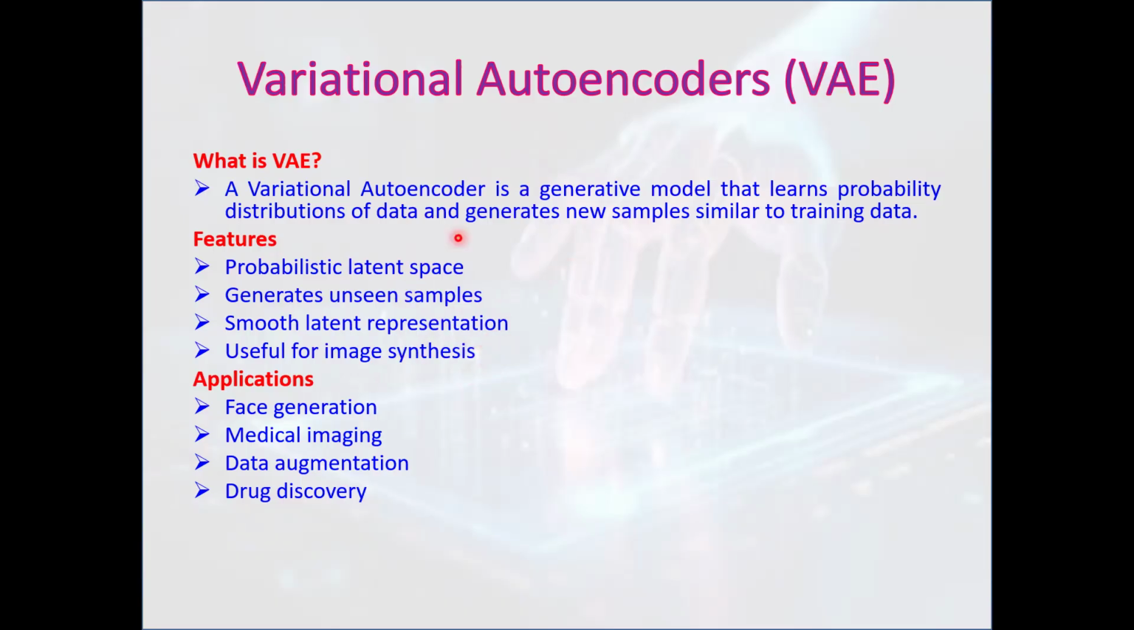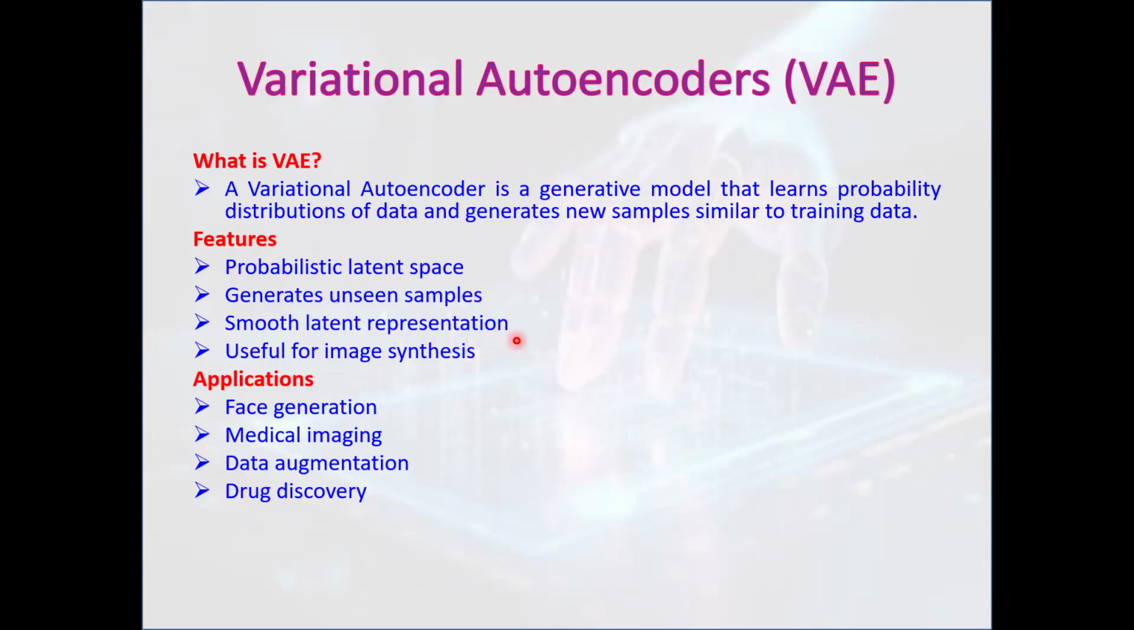Probabilistic latent space means in VAE, the latent space is represented by probability distributions rather than fixed values. Each input is encoded as a mean and variance, enabling the model to sample different latent vectors and generate diverse outputs, and generates unseen samples. One of the major advantages of VAE is their ability to generate entirely new data samples that were not present in the training datasets. These generated samples retain characteristics of the original data while introducing new variations.